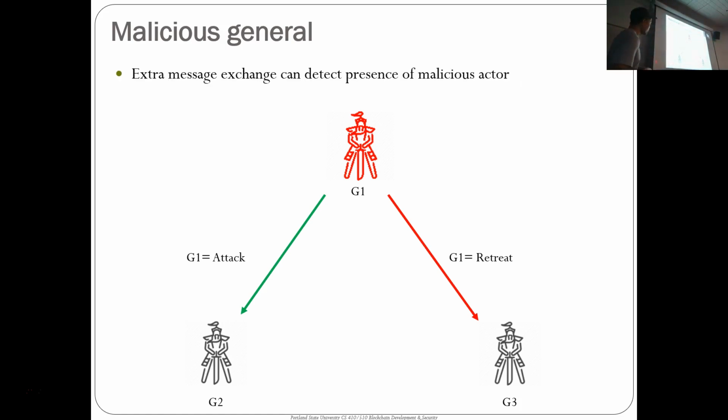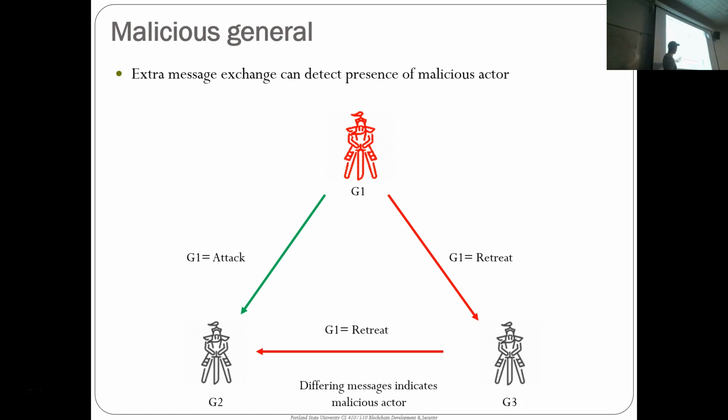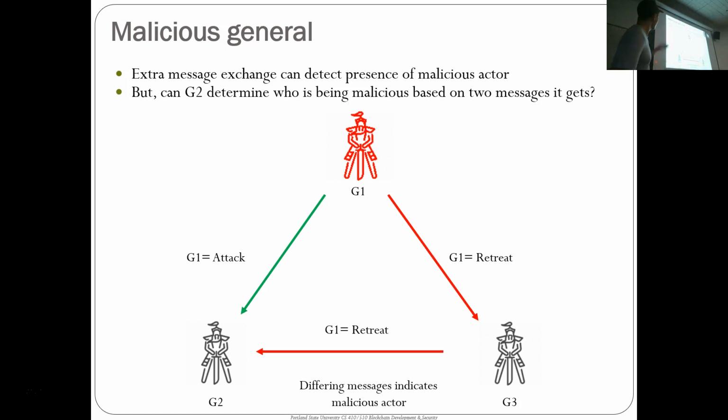Okay. One of the things you can do to detect that something is going on is to do extra message exchanges. So in this case, if G3 sends a message to G2 saying that G1 told me to retreat, then G2 sees that there are two different messages for what G1 is supposed to do, and it knows that there's a malicious actor. The question is, can G2 determine who is being malicious based on the two messages that it gets? What would be the answer?